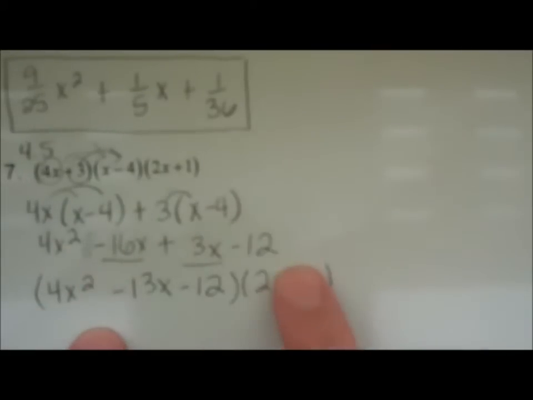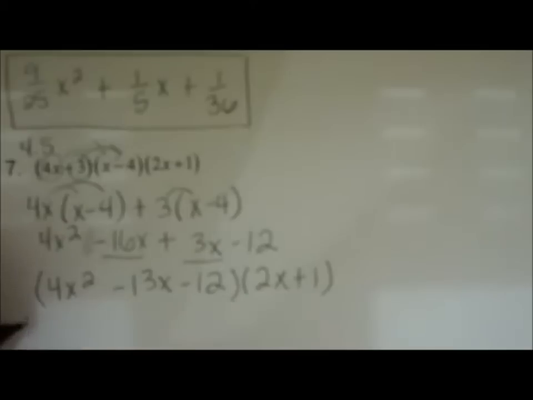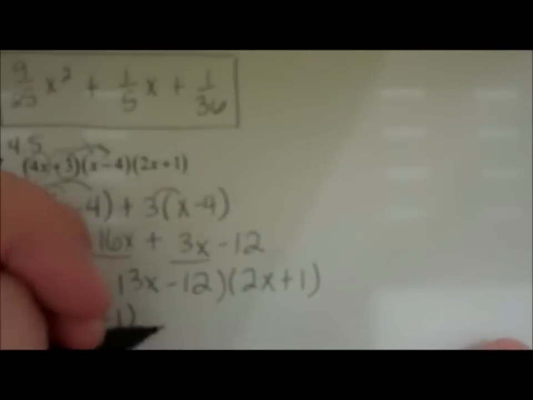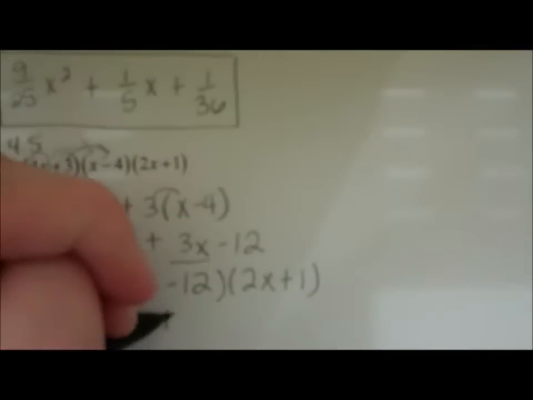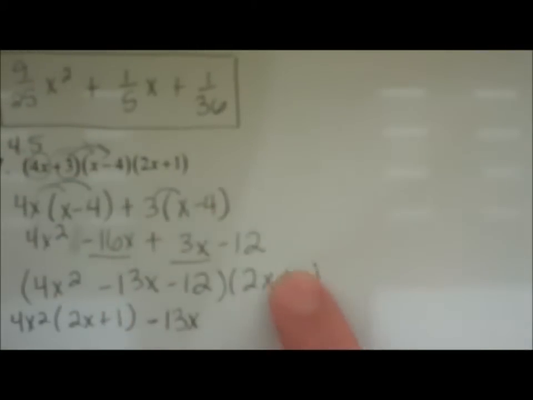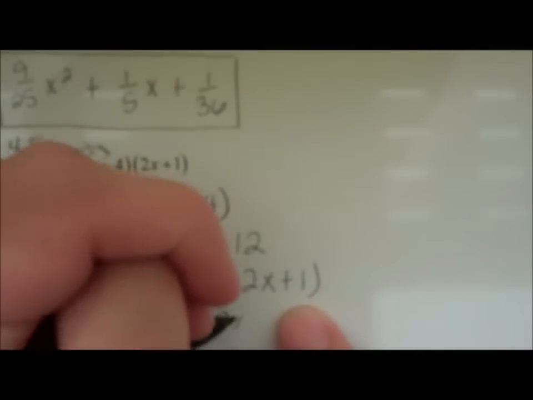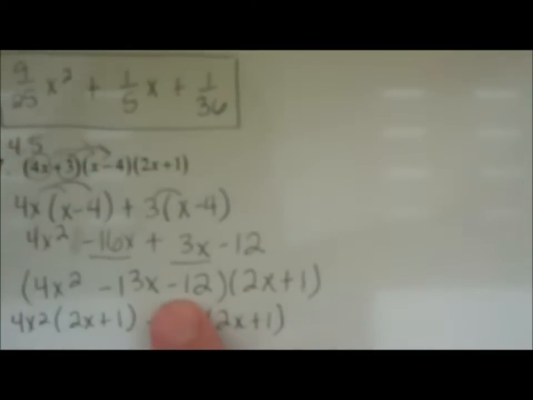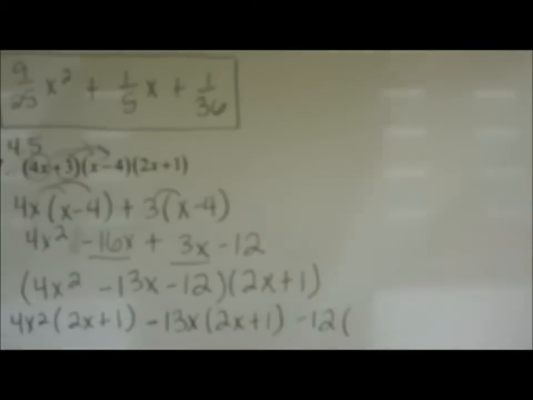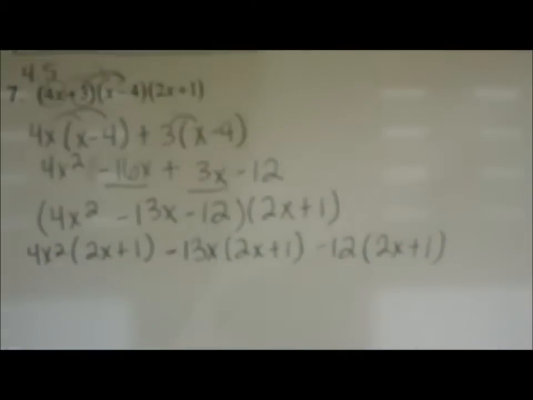Second term, multiply it by that parentheses. Third term, multiply it by the parentheses. So first term, 4x squared times this parentheses over here, 2x plus 1, minus the second term, 13x, times the parentheses, 2x plus 1, minus 12, that's the third term, times the parentheses, 2x plus 1. Okay, from there I'm going to take this 4x squared and distribute it inside.